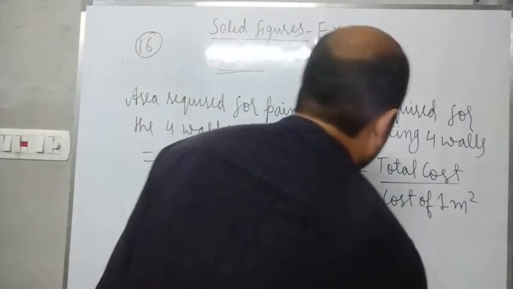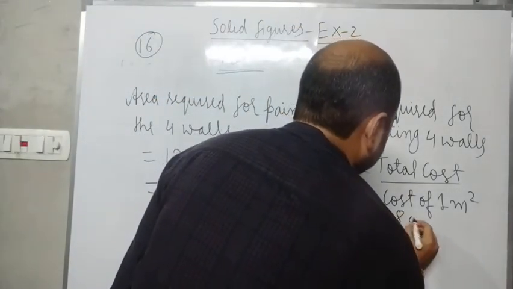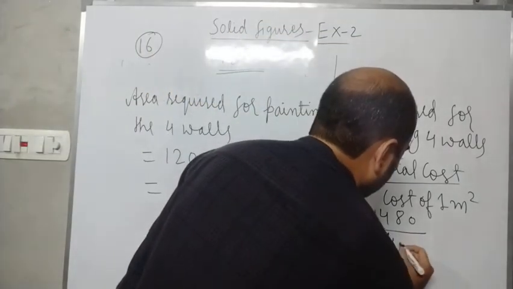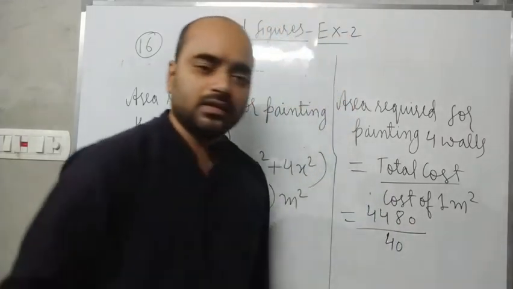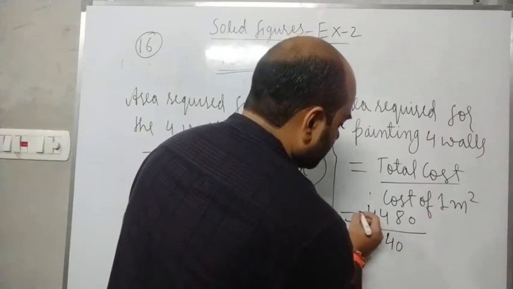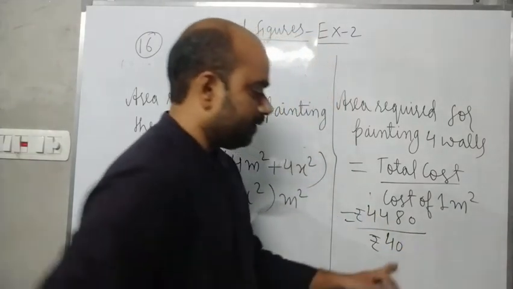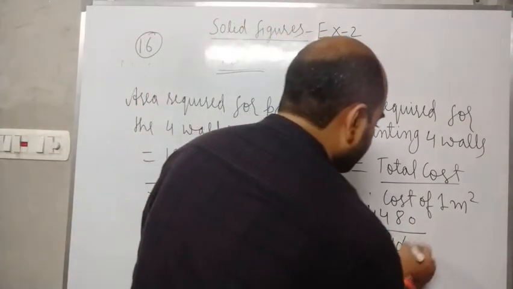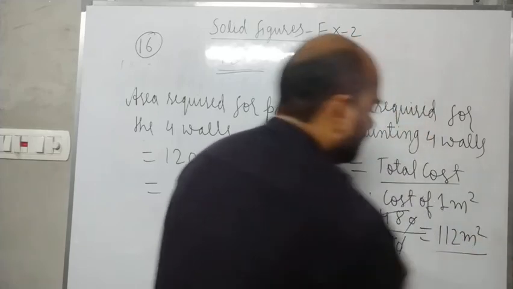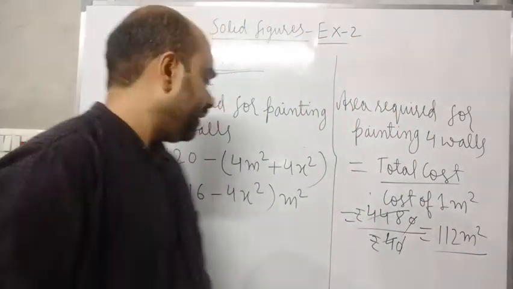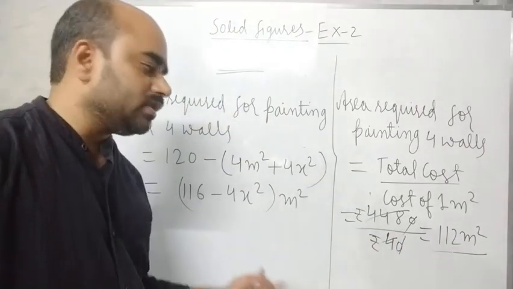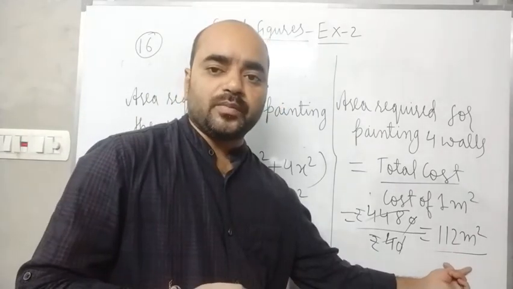Total cost is given as 4480, upon 40 per meter square. Here this is the cost 4480 and this is the cost rupees 40 per meter square. It means this will be 112 meter square. This is also the total actual area required for painting the 4 walls.